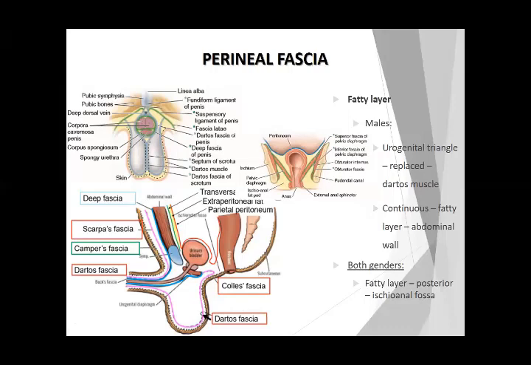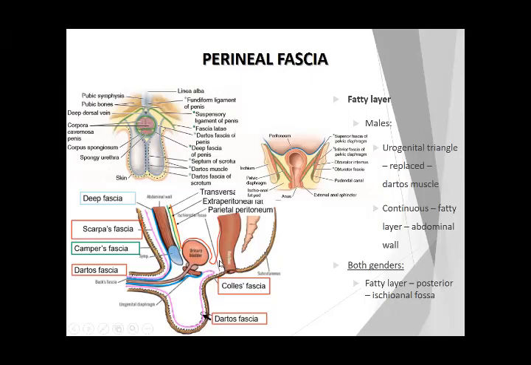Okay, so if you follow that yellow line, this dartos muscle covers the scrotum and then it continues into the urethra, into the penis. In both the genders, the fatty layer, this is the rectum, anal canal, anal opening.